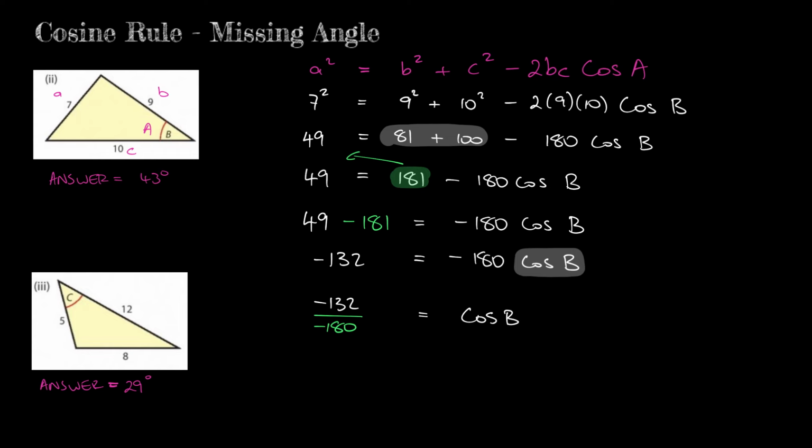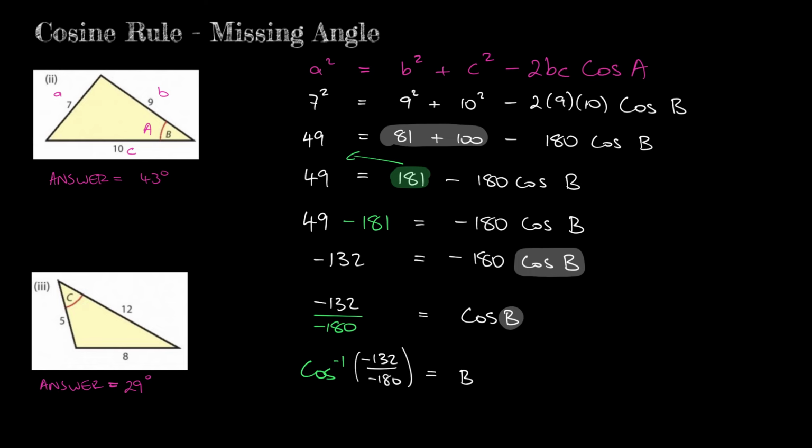Okay. So in order to find out what B is, I know what cos of B is equal to. I don't want cos of B, I just want B. So in order to find out what B is, B will be equal to the cos inverse of whatever was over here. So negative 132 all over negative 180.